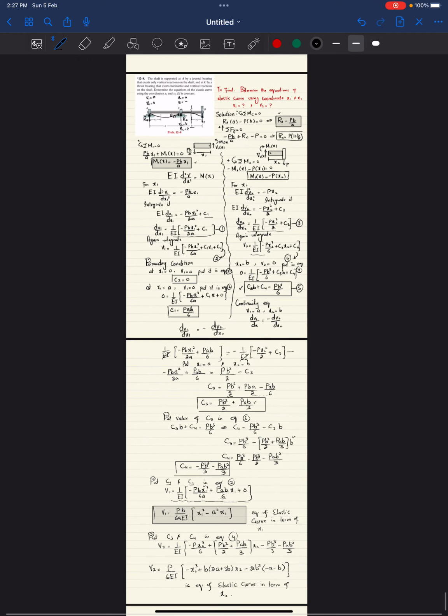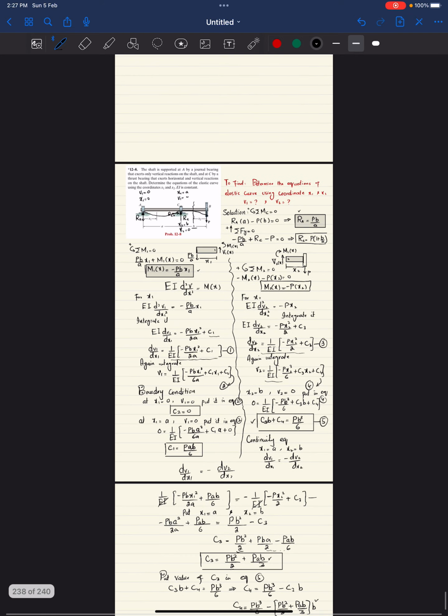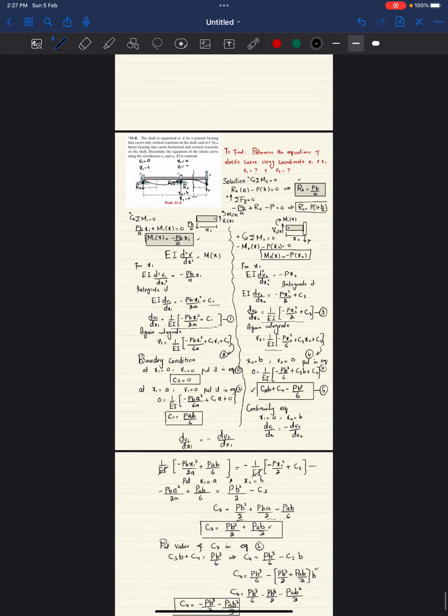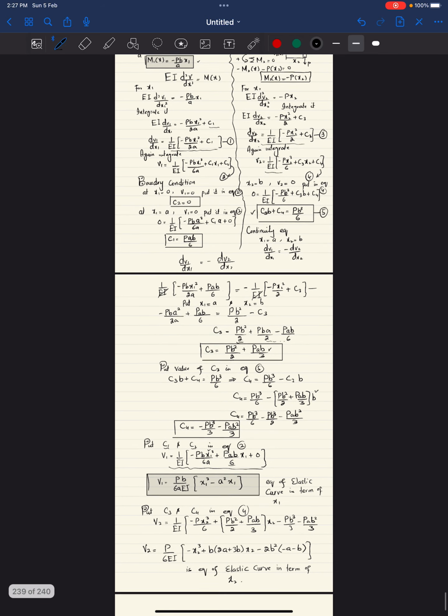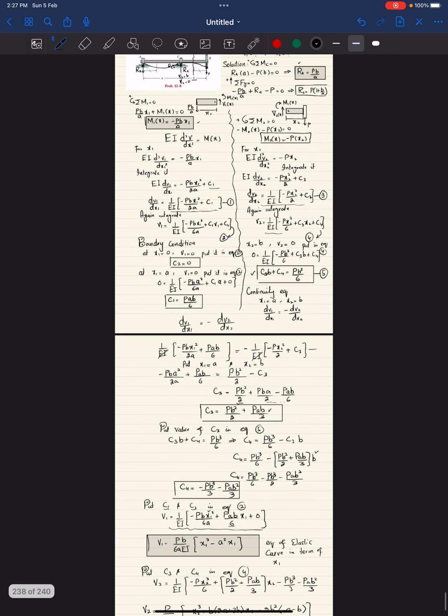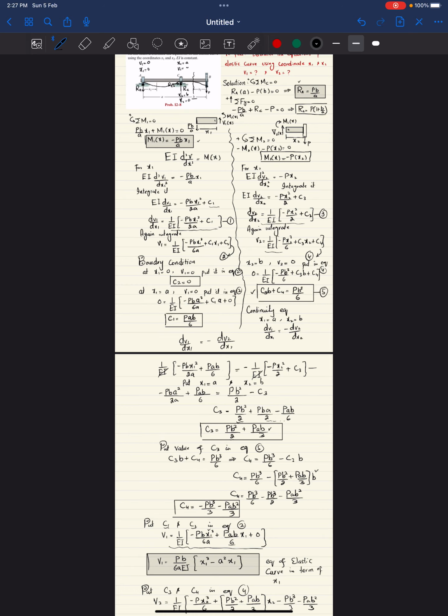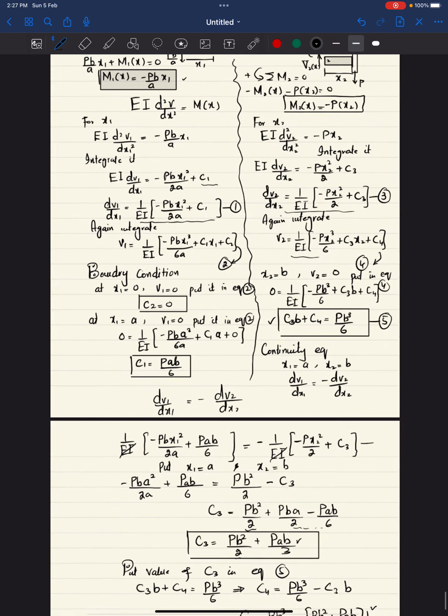And this was all about problem 12.8. You can see it's a very lengthy problem, but if you try it by yourself, I hope you will be able to solve such type of problem.